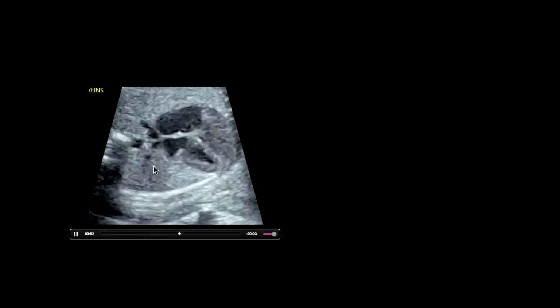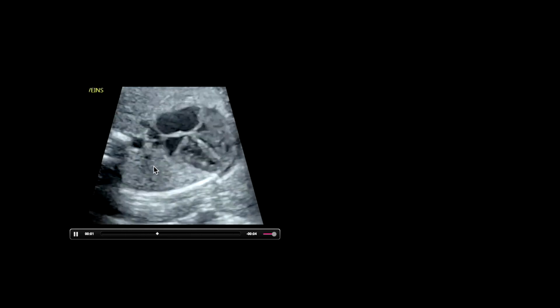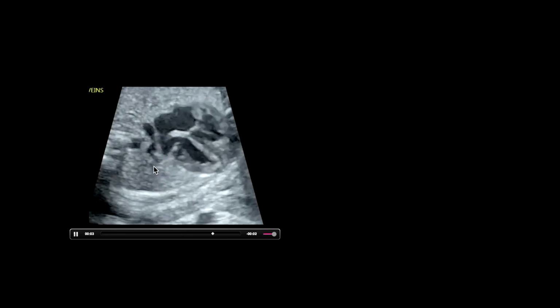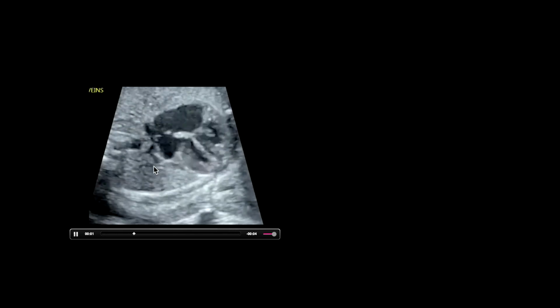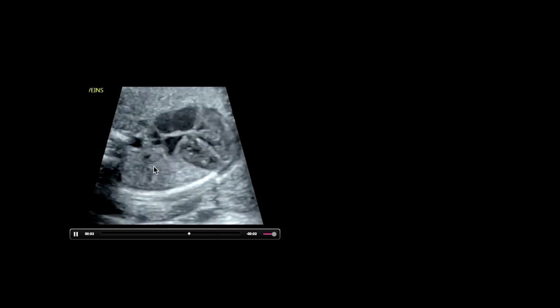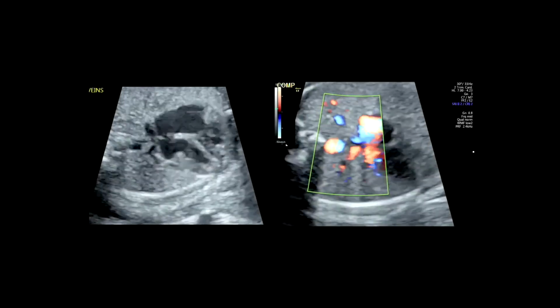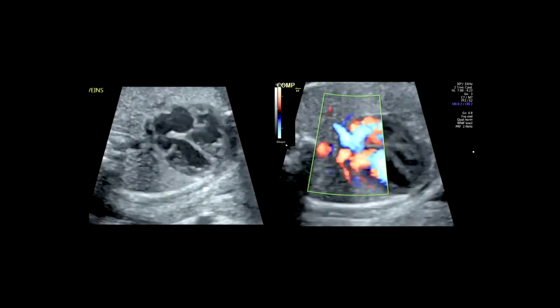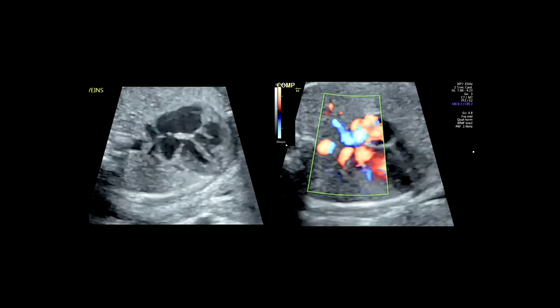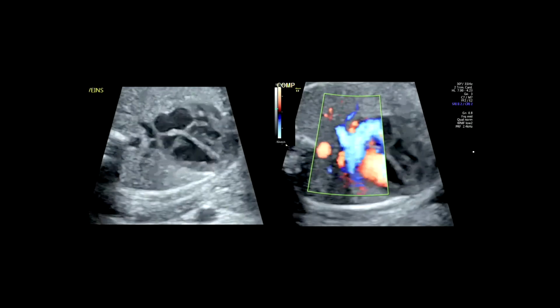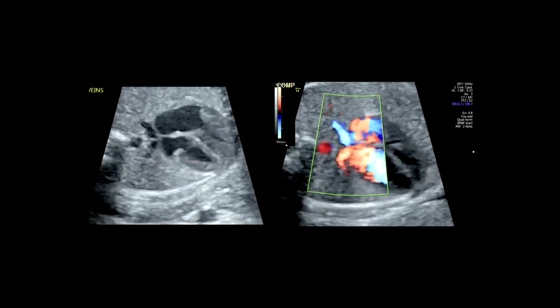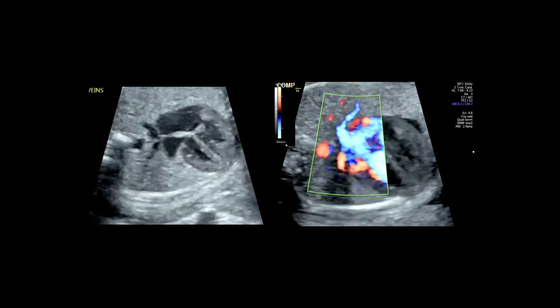So keep in mind, actually this came from an MFM practice that had previously already cleared the 4-chamber and the outflow tract. So just how important it is to make sure that you're looking carefully behind the left atrium. Color Doppler, we talked about, so we can see that these pulmonary veins or this venous confluence is really abutting the back wall of the left atrium, but not going into it.